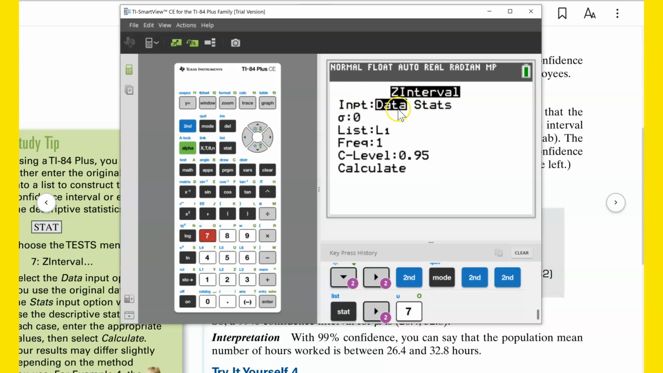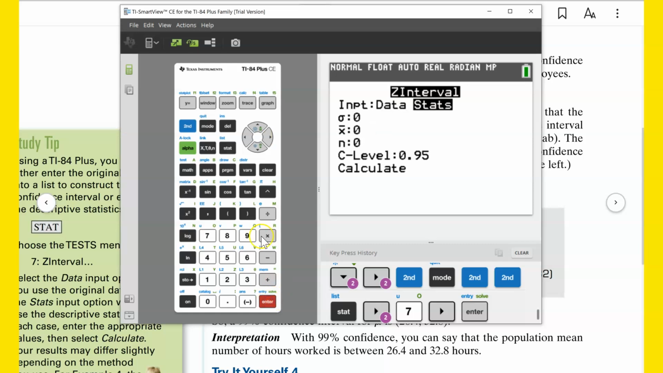You have two ways to do this. One way is to use the data that you already typed in. If we already typed that data into L1, which I haven't done, we could just click data. But let's say a problem doesn't give us all those data points, and just gives us the stats: the mean of a sample is this and the standard deviation of the population is that. Then you can just go to stats instead of data.